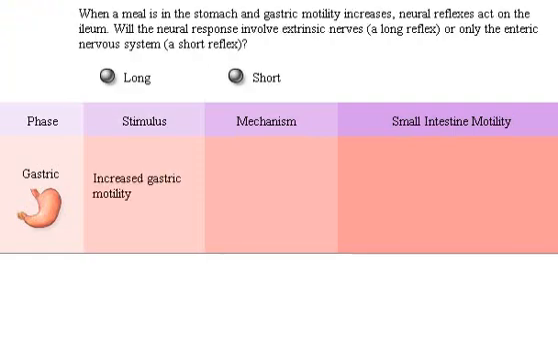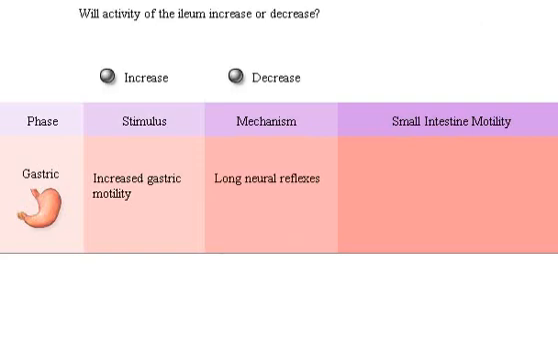When a meal is in the stomach and gastric motility increases, neural reflexes act on the ileum. Will the neural response involve extrinsic nerves, a long reflex, or only the enteric nervous system, a short reflex? Will activity of the ileum increase or decrease?